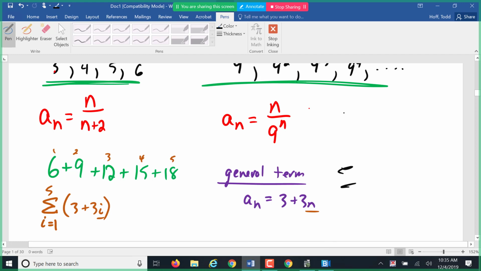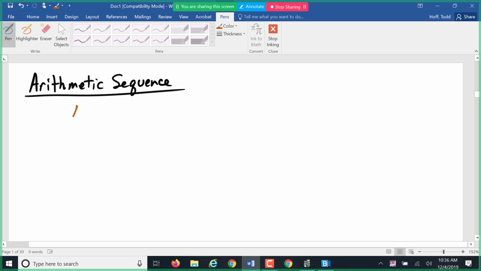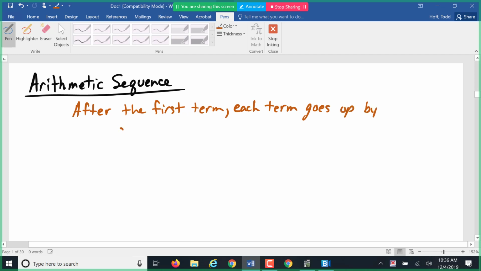Next step is we want to talk about a couple of special types of sequences. The first type of sequence that we want to talk about is called an arithmetic sequence. And an arithmetic sequence has two properties. The main property is that after the first term, each term goes up or increases by a constant amount.